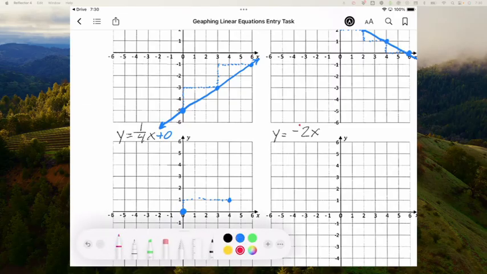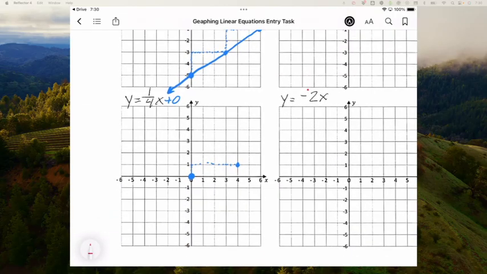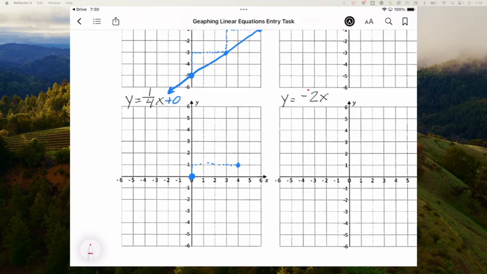Alternatively, you can do the opposite of that. Instead of up 1 and to the right 4, you can go down 1 and to the left 4. And then from there, sketch our line in.